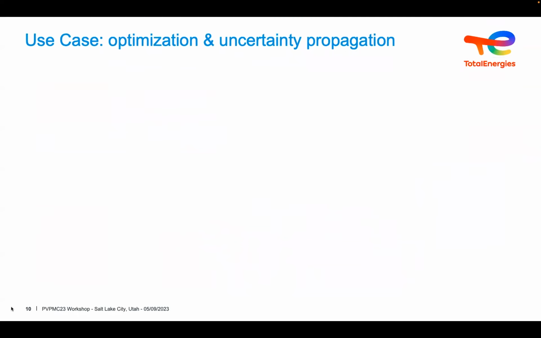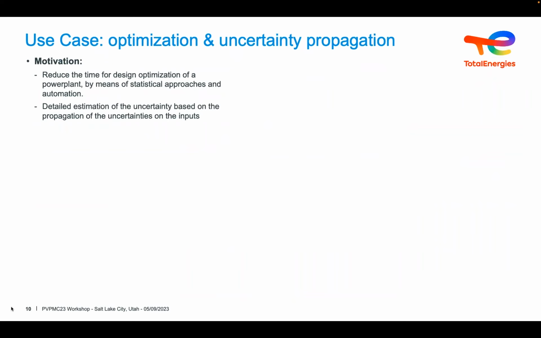One other interesting use case, which is under development and currently used exclusively within Solar R&D, so we are not using it with our business lines and units, is the optimization and uncertainty propagation. So the idea here is to reduce the time for design optimization of a power plant by means of statistical approaches and automation, and also to make a detailed estimation of the uncertainty based on the propagation of the uncertainties of the individual inputs. The use case here is the design optimization for different KPIs, either production, LCOE, and so on, and the propagation of the uncertainties.